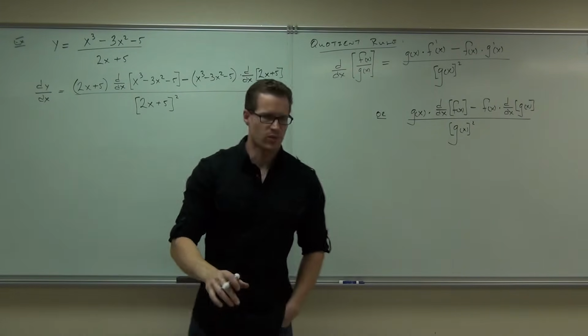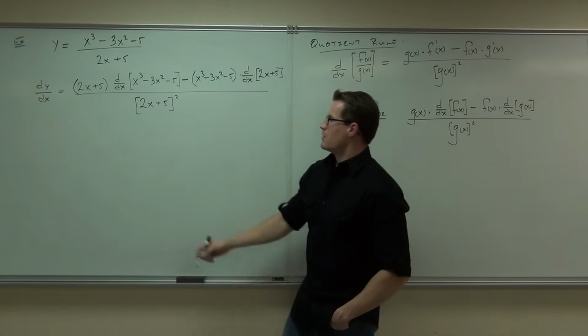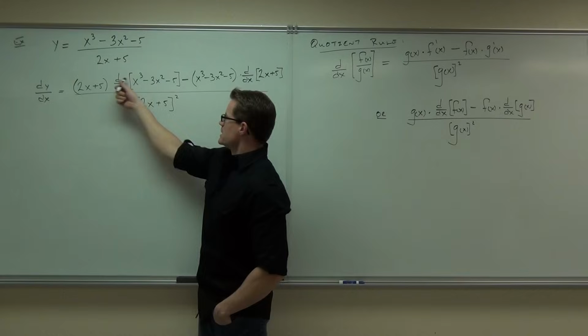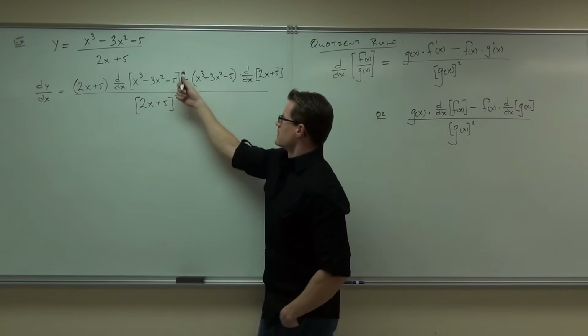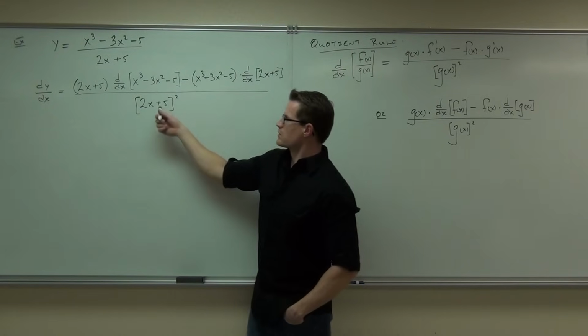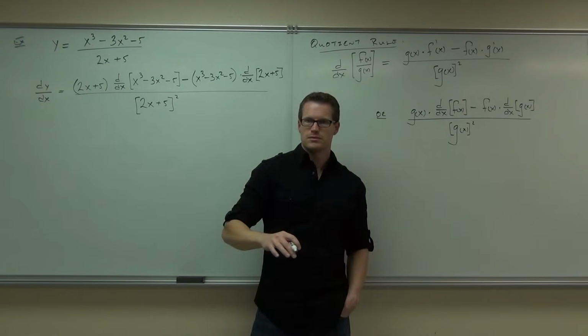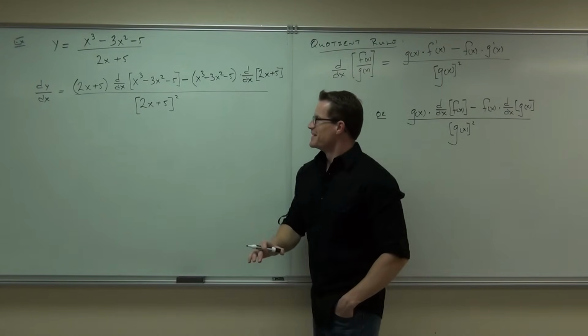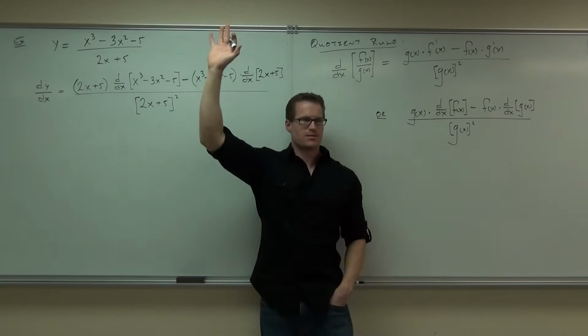Over the low squared, the bottom squared. So we have, you don't need brackets, you can use parentheses if you want. Low, d high, minus high, d low, square the bottom, and you're done. How many people can follow that though? Rich can.